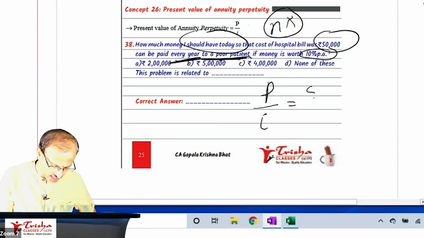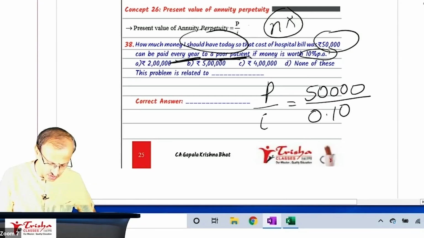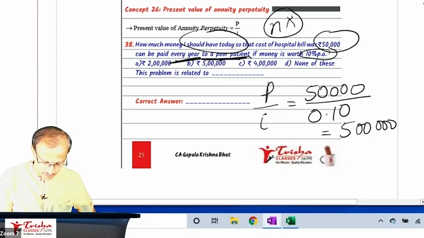P is what you have to pay periodically, 50,000. I is 0.10. 50,000 divided by 0.10 is 5 lakh. Simple question to you.